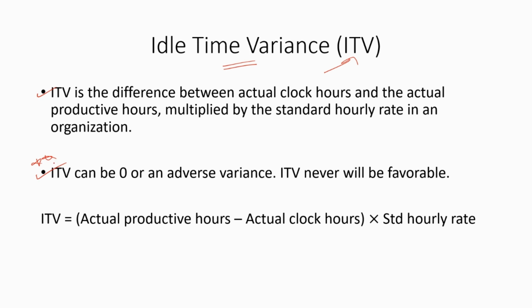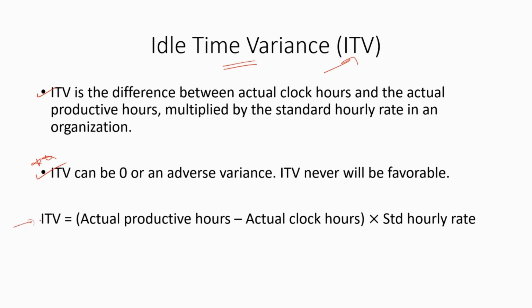Idle time variance can be zero, which means the actual productive hours and the actual clock hours can be the same. In this case, the idle time variance will be zero. The other instance is when the actual productive hours are less than the actual clock hours, so the idle time variance will be an adverse variance. Remember that idle time variance can never be a favorable value. This is because actual productive hours will never be higher than the actual clock hours.